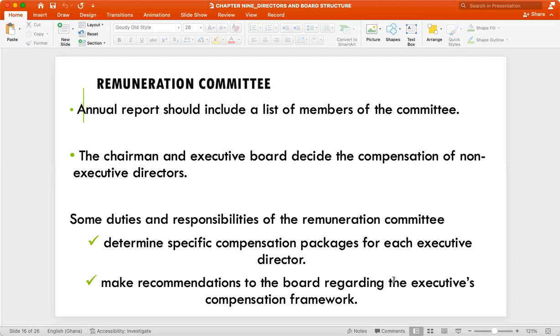Remuneration committee. Annual report should include a list of the committee. So the people that decided who should get what. The chairman and the executive board decide the compensation of non-executive directors. So when it comes to deciding the allowances and compensation for non-executive directors, I said these are the guys who are not part of the management of the company. It is the executive board and the chair of the board that will determine this. So if you remember earlier also, we said when it comes to the executives also, it will be the non-executive that will determine that. Okay?